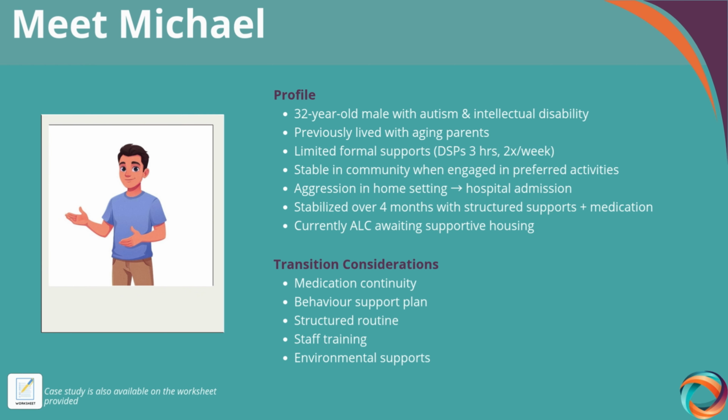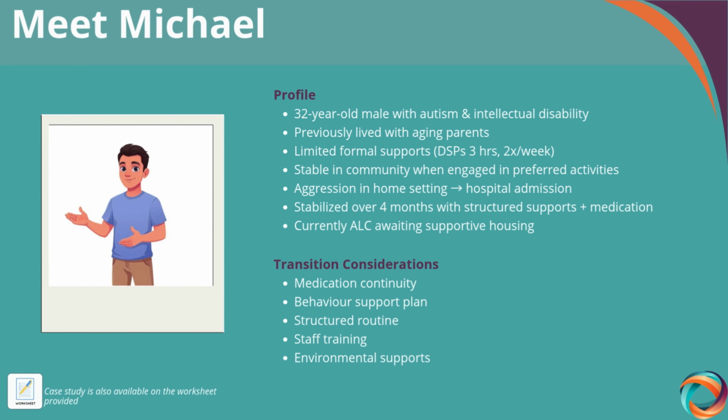Meet Michael. He's a 32-year-old male with autism and an intellectual disability. Previously, he lived with his elderly parents and younger sister. He had access to direct support professionals twice a week for 3 hours. He would be supported with community outings and preferred activities. He was admitted to hospital following escalating aggressive behaviors that became unmanageable for his family. He has since stabilized with medication adjustments and a structured support system through a behavior plan and his care team.